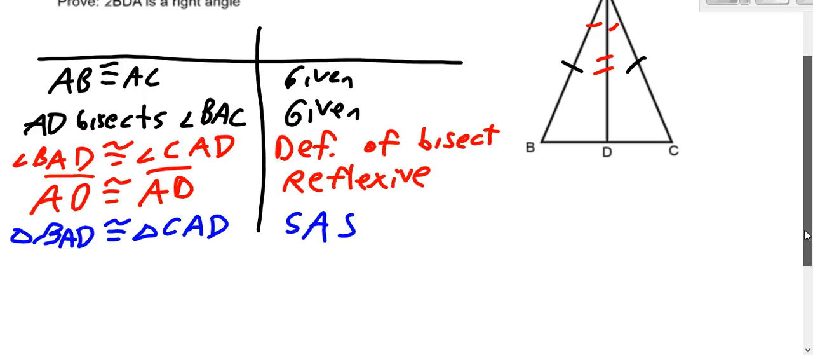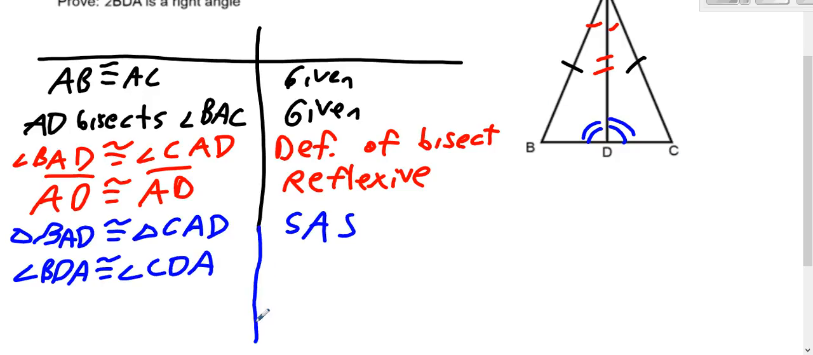So since those triangles are congruent, triangle on the left, triangle on the right, they're congruent. All of their parts are congruent. So even these angles right here, BDA is congruent to angle CDA. That's true because those are corresponding parts of congruent triangles, so they're congruent, CPCTC. So those angles are congruent.